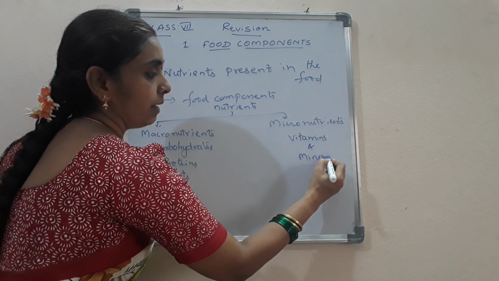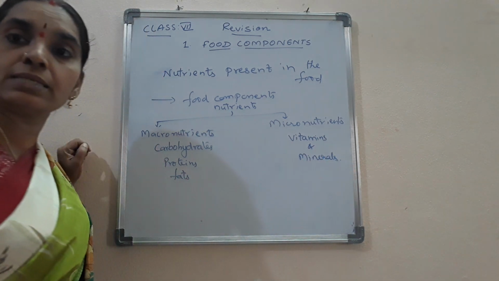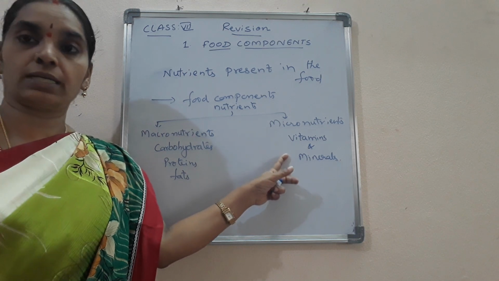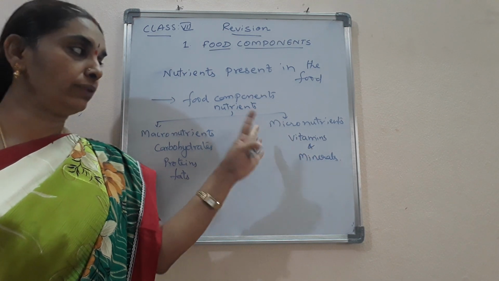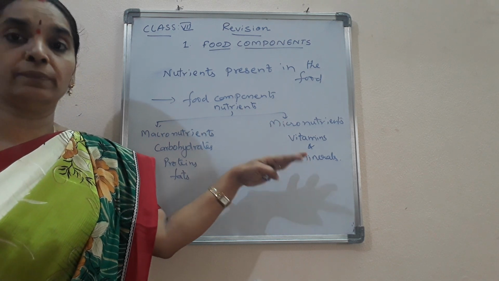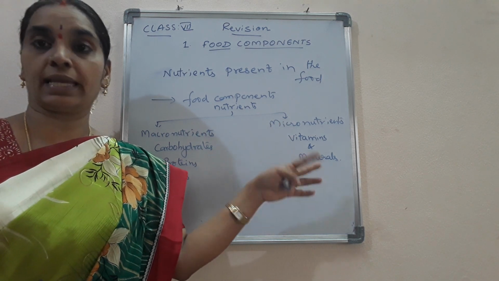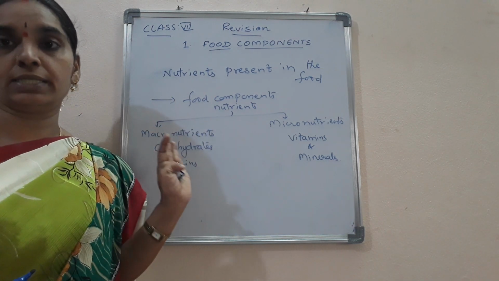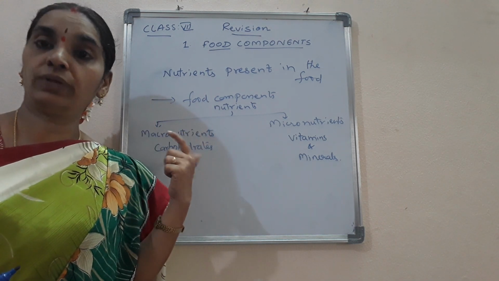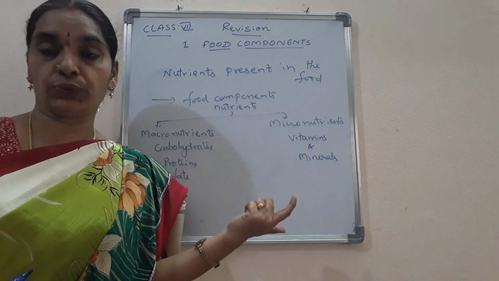Vitamins and minerals. These are micronutrients. So these are to be taken in large numbers and often they have to be taken to get the resistance against the diseases. So this is about the food components. Now we'll see in which food items we get these nutrients.